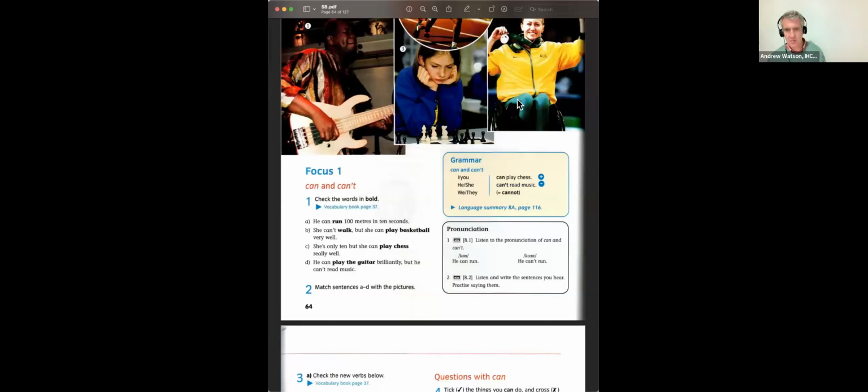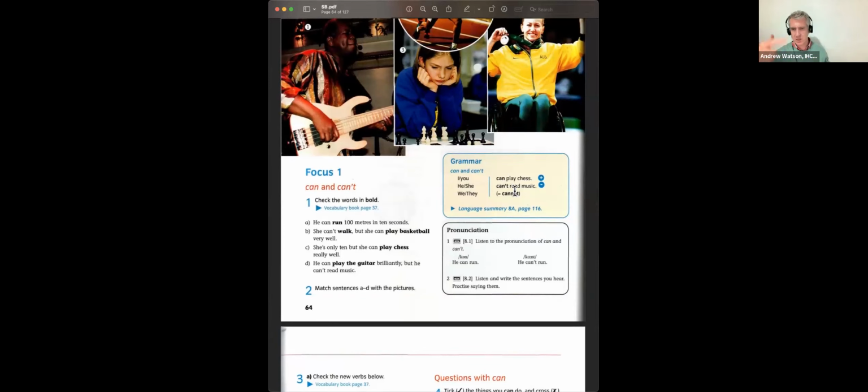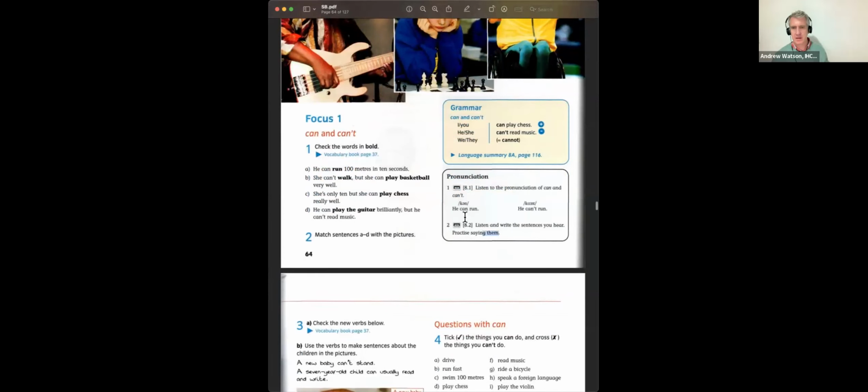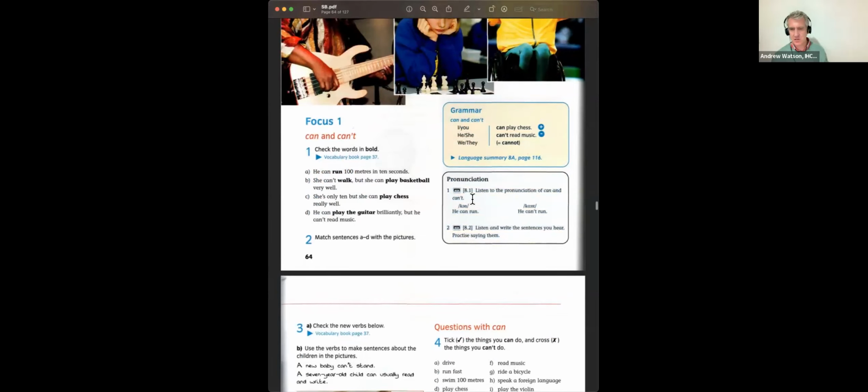Form, you could look in the grammar box, help them to notice that with can and can't, there's the can and then the main verb, play or read in this case. How to form the negative, cannot. Point out that can and can't don't change whether it's he, she, we, or they. Pronunciation. Here you've got some pronunciation activity.